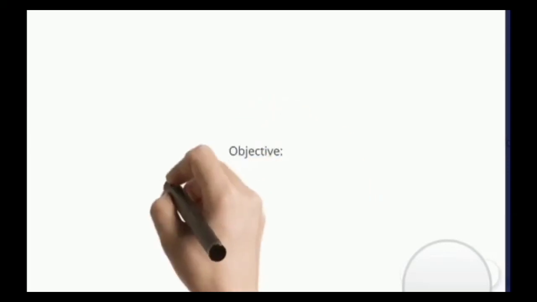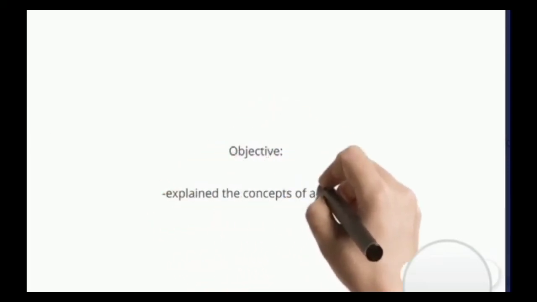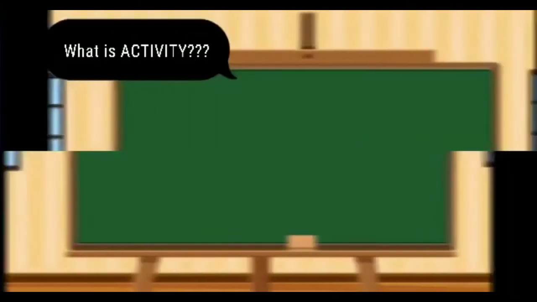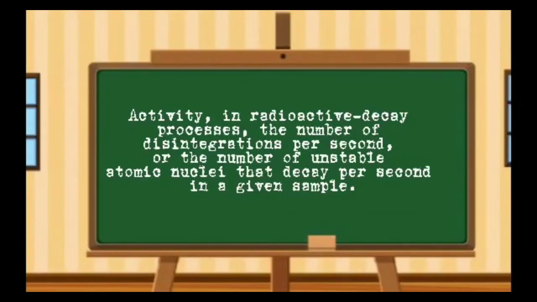Topic objective: explain the concepts of activity, decay constant, and half-life of a radioactive sample. What is activity? Activity in radioactive decay processes is the number of disintegrations per second, or the number of unstable atomic nuclei that decay per second.